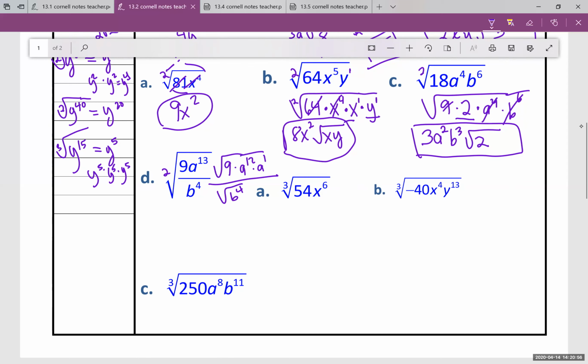The square root of 9 is 3. The square root of a to the 12th, that's 12 divided by 2, is a to the 6th. And a to the 1, or just a, is going to stay underneath the radical sign. Then on the bottom of this, the square root of b to the 4th is b squared. And that's the answer.